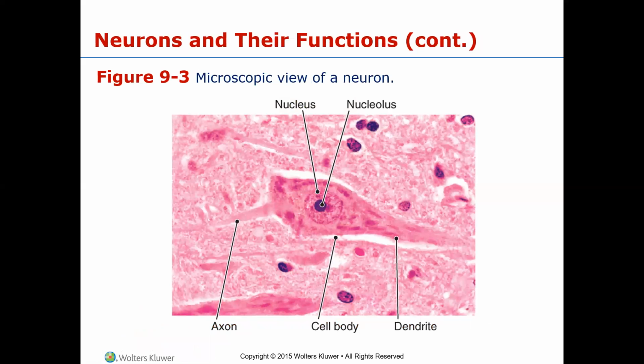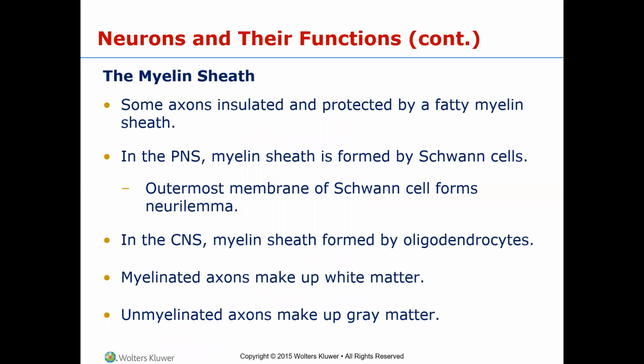Okay. This is a microscopic view of a neuron, and if you just take a minute and note, this is the nucleus, this is the nucleolus. And then you have an axon on one side, and then over here, these are the branching tree-like structures called the dendrites. And all of the neurons in the peripheral nervous system are sheathed in a protective covering known as the myelin sheath, and it's made out of fat.